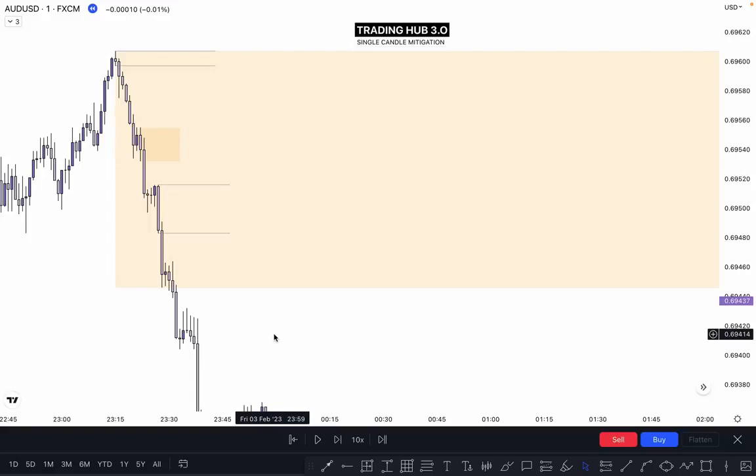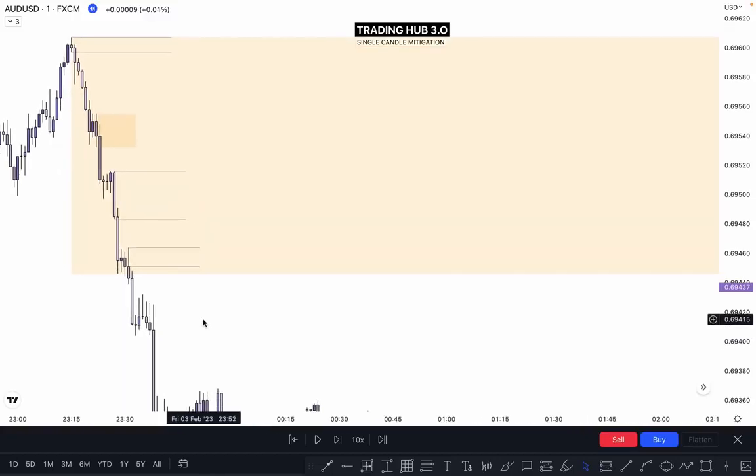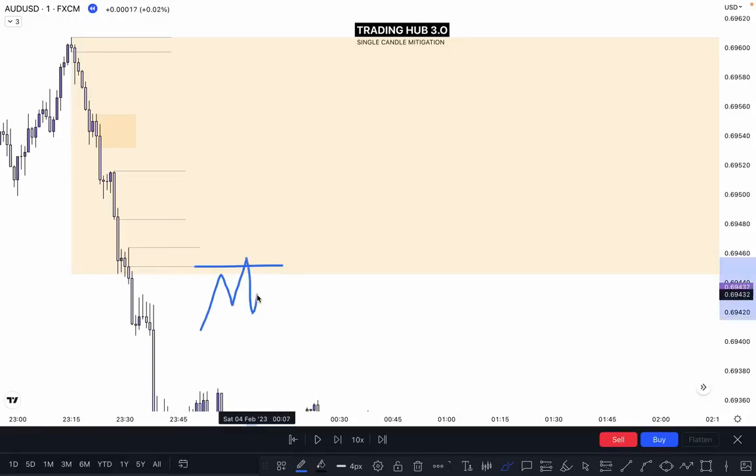And where is our next unmitigated order block in this zone? Look at this picture. This shadow here is unmitigated. So now we have one, two and three unmitigated order blocks. So how can you deal with this type of situation? First of all, you can wait to mitigate at least one order block, at least one POI. So if price taps your first order block here, then you have to wait for a CHoCH and inducement, and then you can sell here.